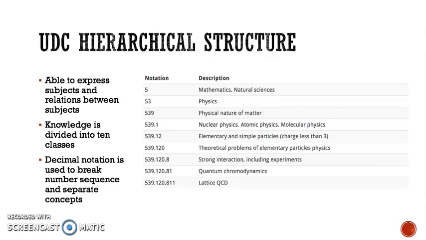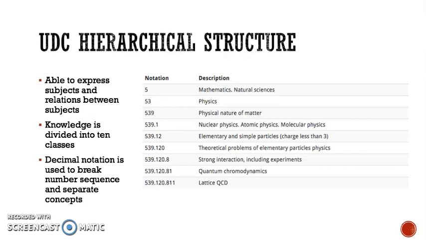Here we have UDC's hierarchical structure. The most innovative aspect of UDC is its ability to express relations between subjects, not just subjects themselves. Knowledge is divided into 10 classes, which are subdivided, and the subdivisions are subdivided, and those subdivisions are subdivided. So the numbers become very long and complex, and it's entirely possible due to the decimal notation. Unlike Dewey, you don't just use a decimal one time and you're done.